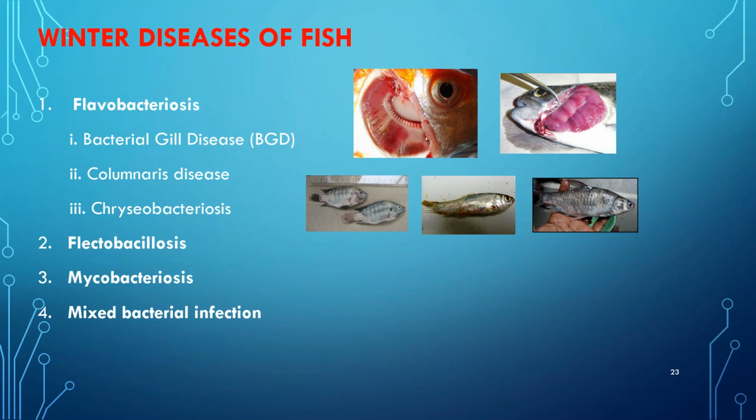And the last one is the mixed bacterial infection, a very tough disease for aquaculture to maintain, to diagnose or to treat. Mixed infection is very common in winter. The commonly reported bacterial diseases in India are hemorrhagic septicemia, bacterial gill disease, columnaris disease, and abdominal dropsy.